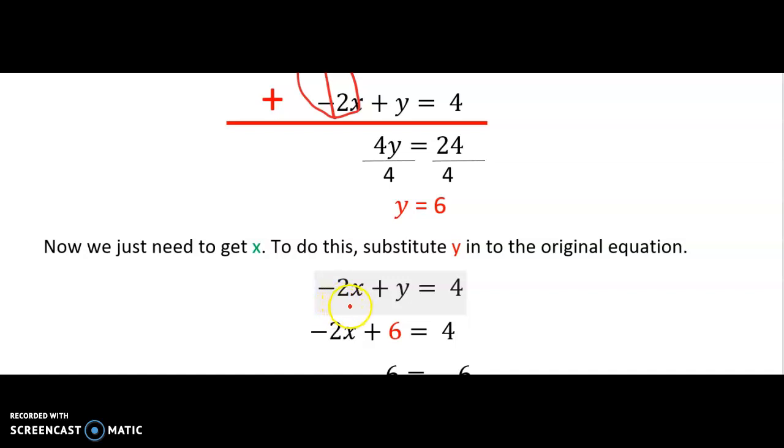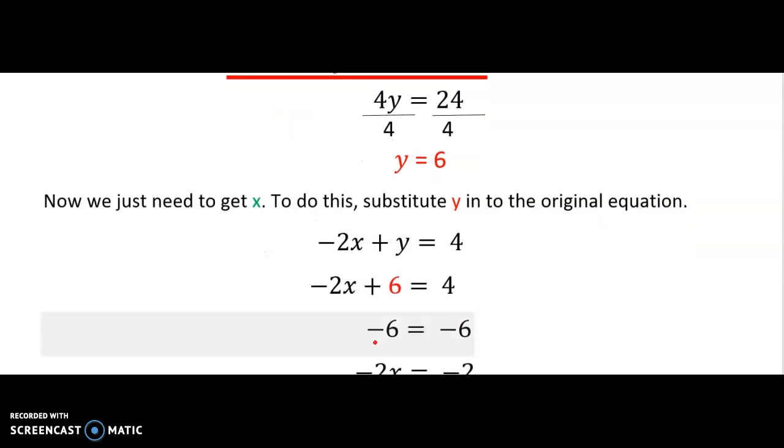I have negative 2x plus y equals 4. I know that y is 6, so I drop that in here. Now I have negative 2x plus 6 equals 4. I'm going to simplify that even further. Remember, my goal is to get that x by itself, so I need to get rid of the 6. We're going to subtract 6 from both sides. As soon as I do that, the 6s drop out, and 4 take away 6 is negative 2.